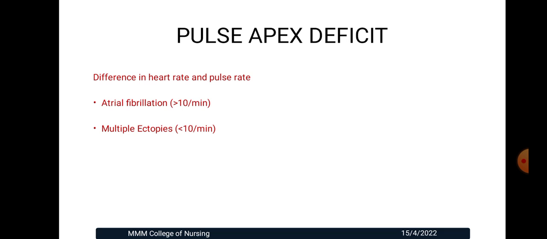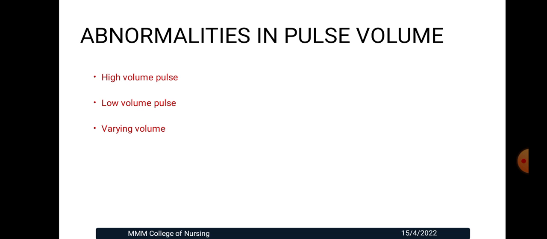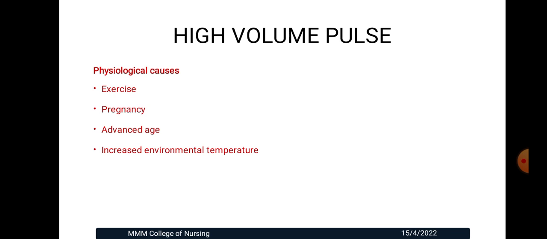Coming to the pulse apex defect, that is the difference between heart rate and pulse rate. In atrial fibrillation it is greater than 10 per minute. In multiple ectopics it is less than 10 per minute. That is the pulse apex defect. Coming to the abnormalities in pulse volume, they are based on three: high volume pulse, low volume pulse and varying volume.